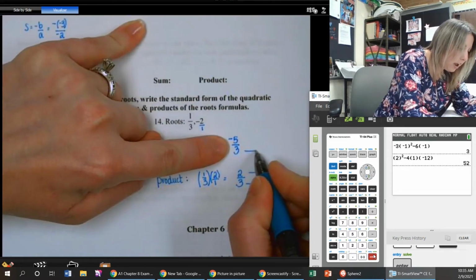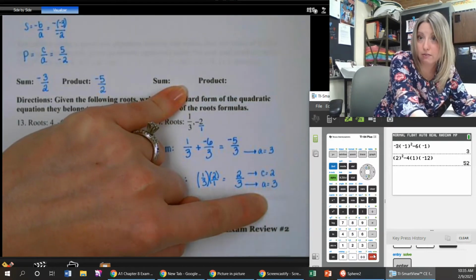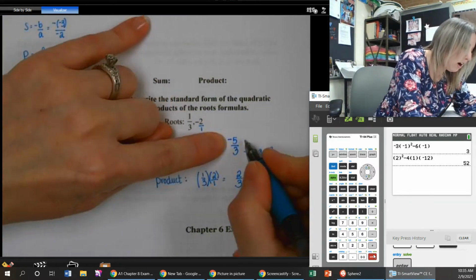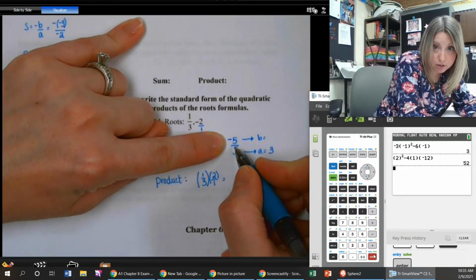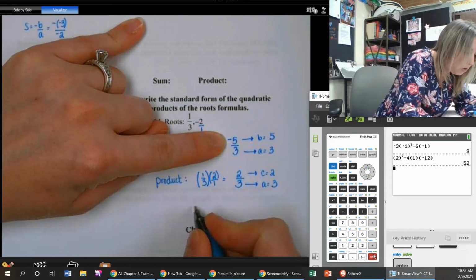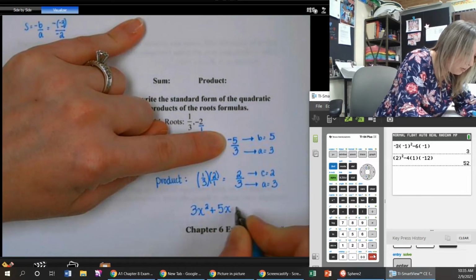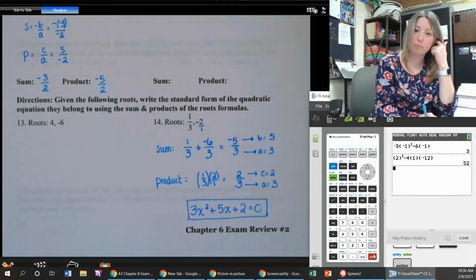Now notice your A value is the same, which is important. You need that A value to match up for plugging it back into the equation. And now your B value is the opposite of what you have here. So that means my B value is positive 5. So now plug those in, you get 3x squared plus 5x plus 2 equals 0. That's your quadratic equation it comes from in standard form.